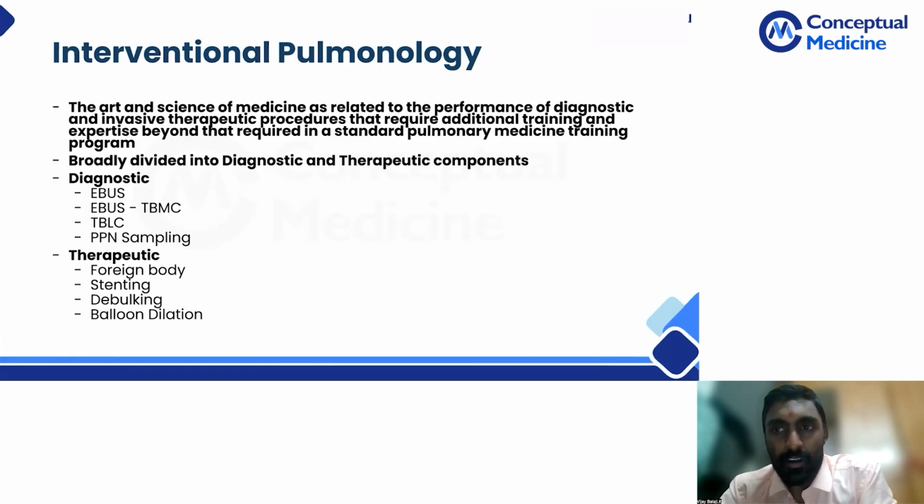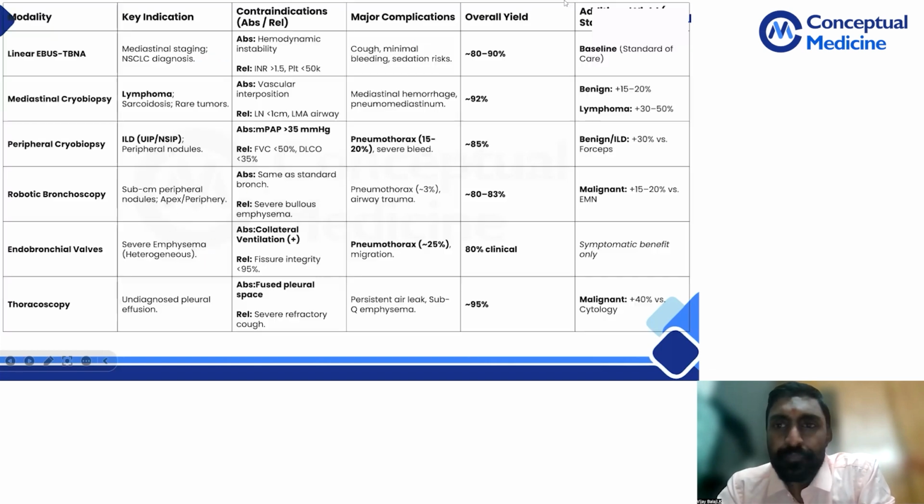Then you have peripheral pulmonary nodule. I'll come to what a peripheral pulmonary nodule is. We have discussed this in our lung cancer screening chapter itself. Peripheral pulmonary nodule in detail we have discussed. Then we have therapeutic procedures, which are mainly foreign body removal, stenting, debulking, and balloon dilatation. I'll show you what all these are. I'll mainly show you videos here. This is a summary of whatever I'm going to discuss now. So just pay attention to what I'm trying to highlight.